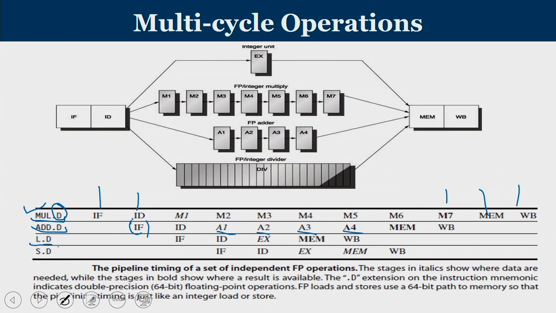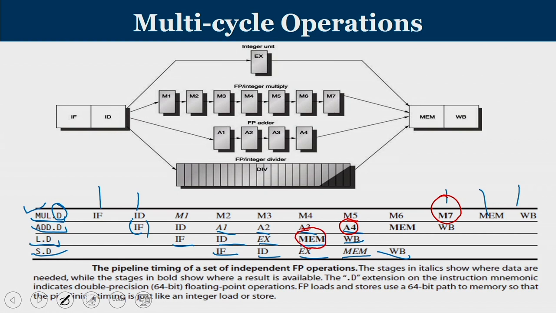And then you can see a load, which is the third instruction, which will make use of the integer pipeline because the EX stage is used for calculation of the effective address. So, IF, ID, EX, MEM and write back. And then you have a store, which goes through IF, ID, EX, MEM and write back as usual. Now, what we want to understand from this: the result of the multiplication is available only at the end of M7. The result of an add operation is available at A4, whereas the result of a load operation is available at MEM.